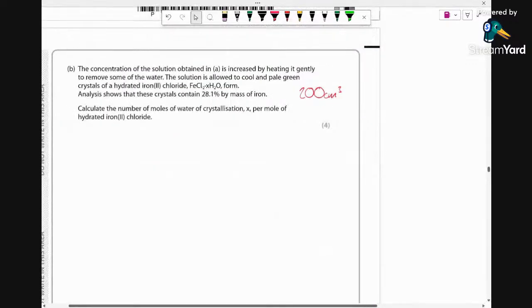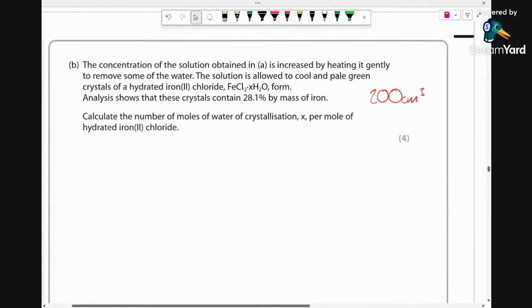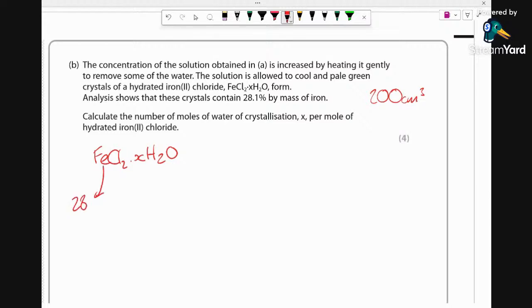It then says calculate the number of moles of water. Heating it gently removes solid, pale green crystals. This question actually, one of my students came and asked me about not so long ago, so it rings a bell, and it's nice just to talk through the process of this. We've got FeCl2.xH2O, and they have told me that this contains 28.1 percent iron.